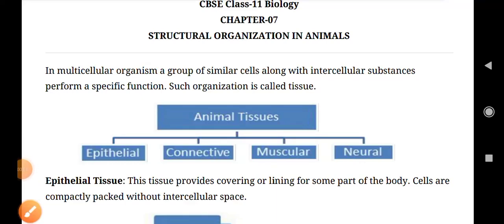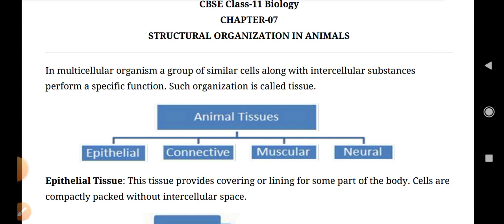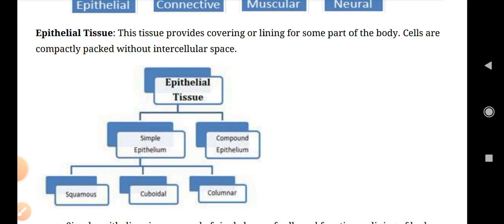Structural organization in animals. In multicellular organisms, a group of similar cells along with intercellular substances perform a specific function. Such organization is called tissue. Animal tissue is epithelial, connective, muscular, neural. Epithelial tissue provides covering or lining for some part of the body. Cells are compactly packed without intercellular space.